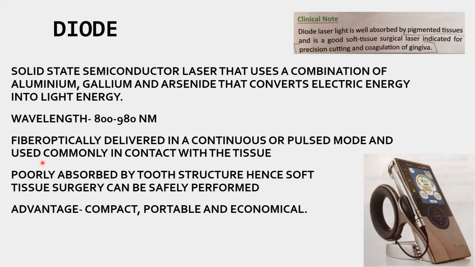Now this diode is poorly absorbed by the tooth structure, hence soft tissue surgeries can be safely performed. Diode lasers are poorly absorbed by the hard tissue, and because of that you are using diode in soft tissue surgeries. Now the advantage is it is compact, portable and economical. So this is how it looks. So this is a diode. It is compact and portable because it is very small in size.